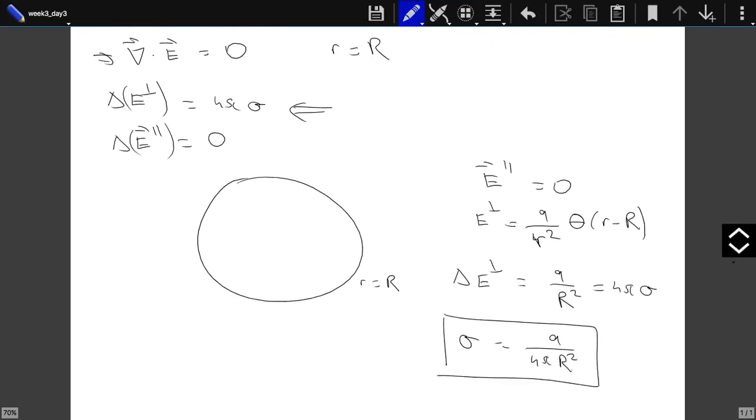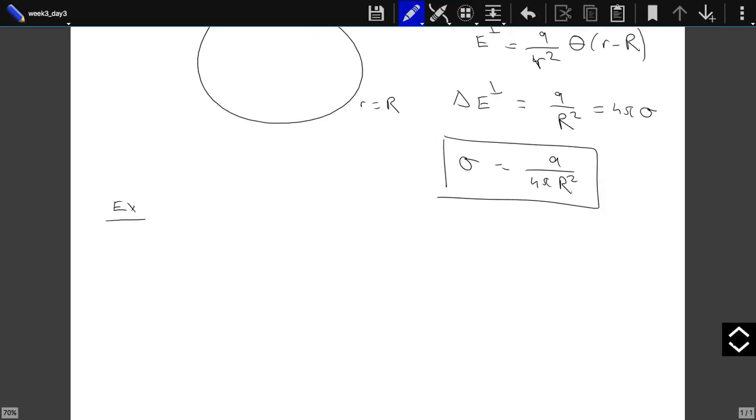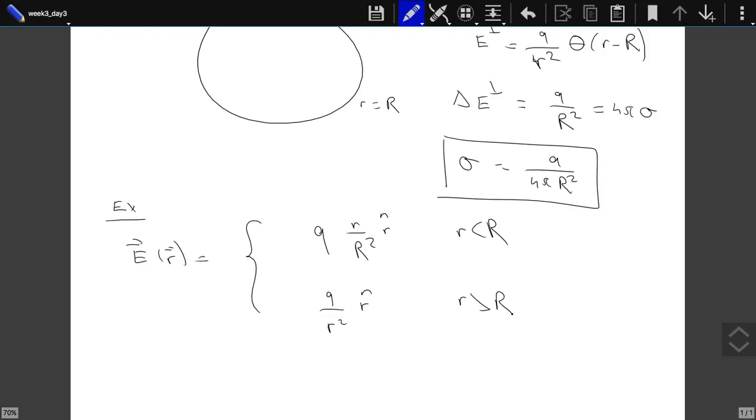Or, for example, in one of the questions, which in the first version of the homework was not correct, and I updated the homework, I think, twice, the electric field was given by this expression. It was equal to Q over 4 pi epsilon 0, r over R squared. Now there's no epsilon 0, there's no 4 pi. It is in the radial direction if r is less than large R, and it is Q over r squared in the radial direction if the radius is larger than this sphere. It is similar to our previous problem.